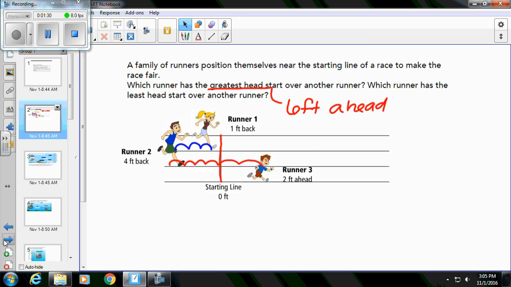And let's look at runner 1 and runner 3. They're 1, 2, they're 3 feet apart as well. So runner 1 is 3 feet ahead of runner 2, and runner 3 is 3 feet ahead of runner 1. So they both together have the least head start over another runner.